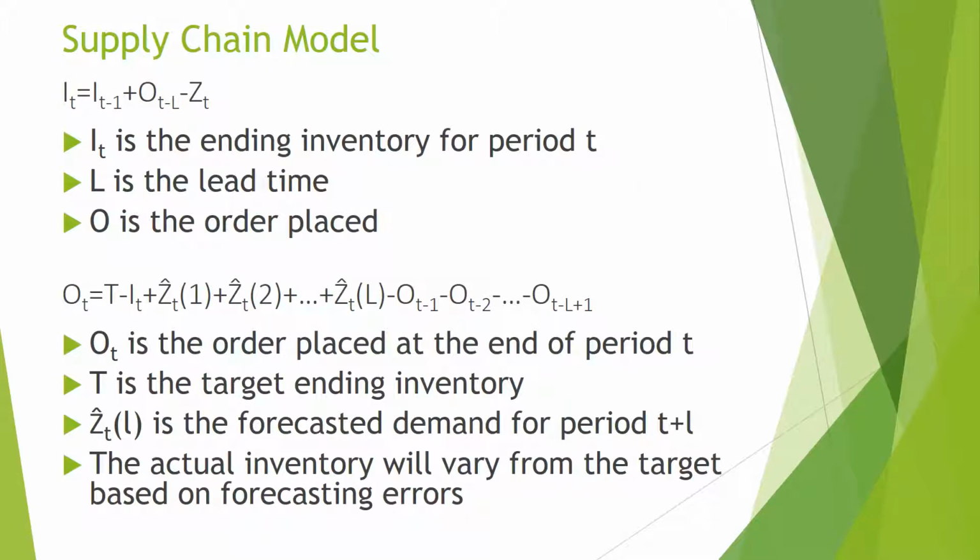The formulas on this slide are for the supply chain model. The first formula represents a relationship between the inventory for the period before the order placed, and that's equivalent to the ending inventory for period T. Beneath is a formula that expands on the order placement.